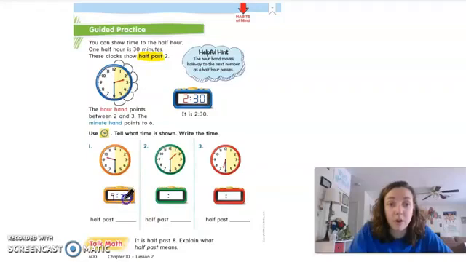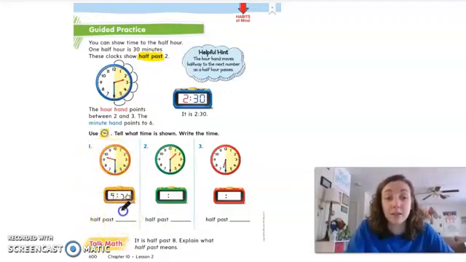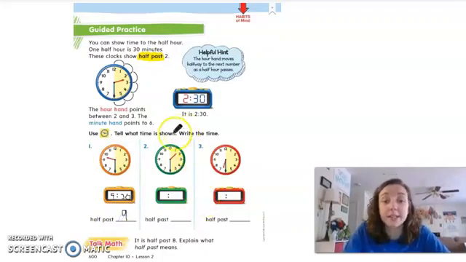And remember, you can also say half past whatever that hour is because it's not quite to that 10 yet, so it'd be half past 9. Okay, let's just do 2 more together really quickly. All right, next one, same thing.